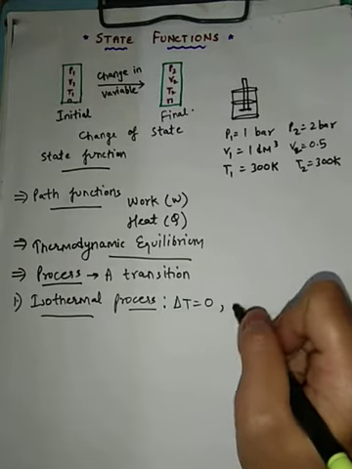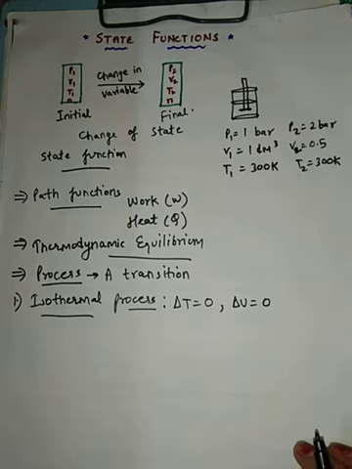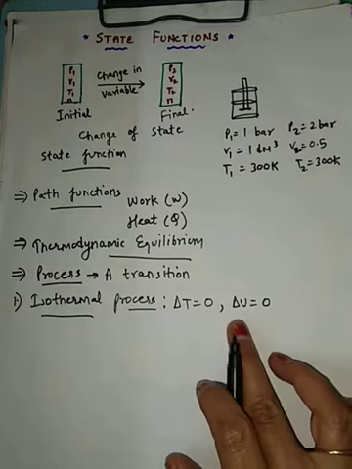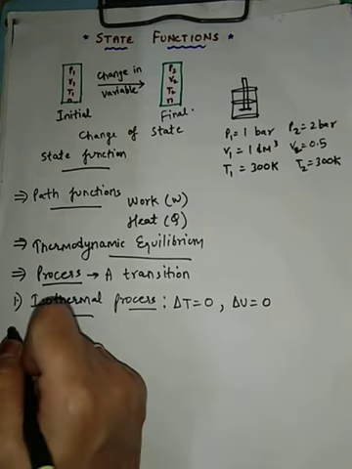And because temperature is not changing, there is no change in internal energy also, and you can say that delta U is equal to 0 for isothermal process.